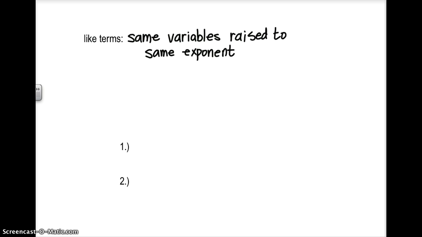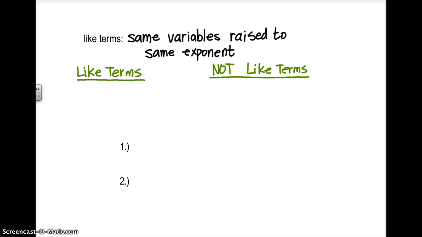Okay, a couple examples. Let's make a little list. We got some like terms, not like terms. X squared, 3x squared, negative 2x squared, all like terms. Fantastic. Okay?